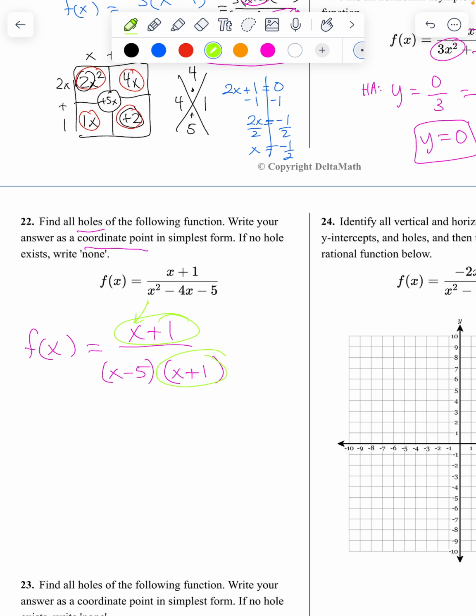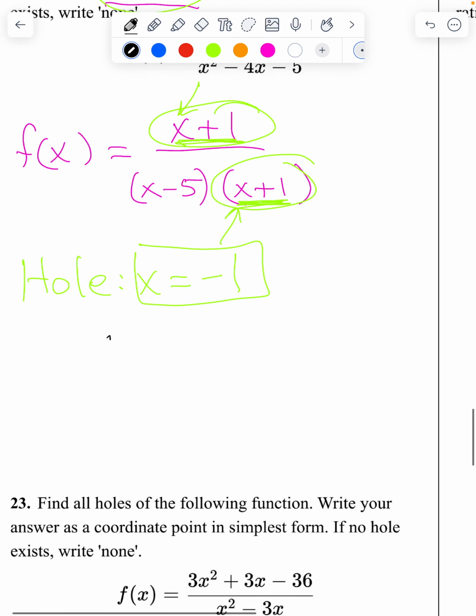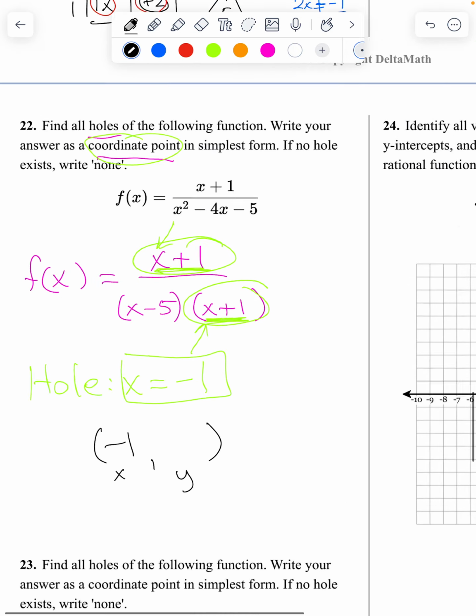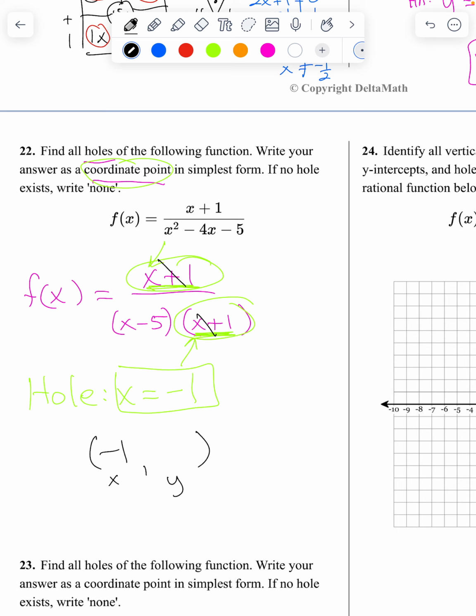Now the number that you would have to stick in to either here or here that would make these parts 0 would be -1, because -1 + 1 equals 0. So that tells me that there's going to be a hole when x equals -1. Now, they said they wanted a coordinate point. So if you want a coordinate point for the hole, coordinates are always going to be x comma y. So I know it's going to be -1. And what you do is you cancel these out.